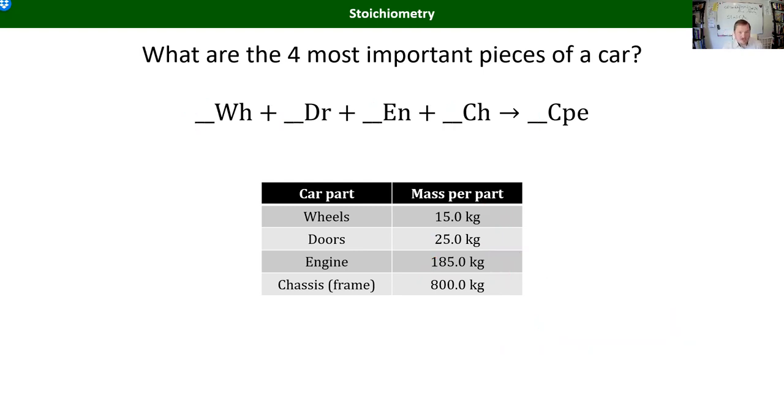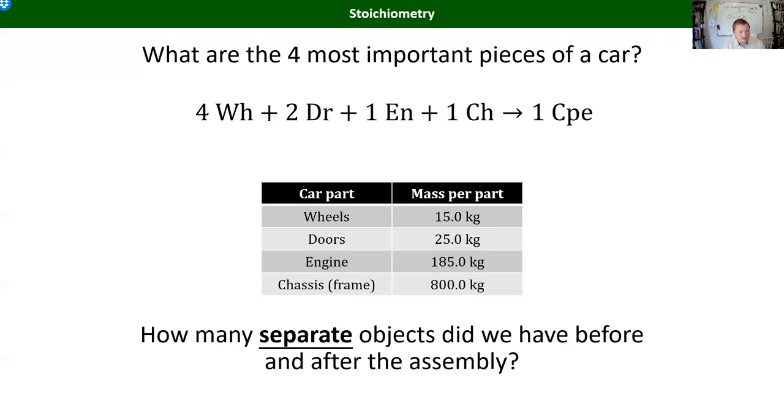And the other part of this is I'm just trying to make the point that we're not necessarily going to have the same number of molecules before and after. Before we put our car together, we had four wheels, two doors, one engine, and one chassis, right? We had a total of eight separate things. And once we put them together, we only have one thing. So having a balanced reaction and considering conservation of mass does not mean we're going to have the same number of molecules before and after.